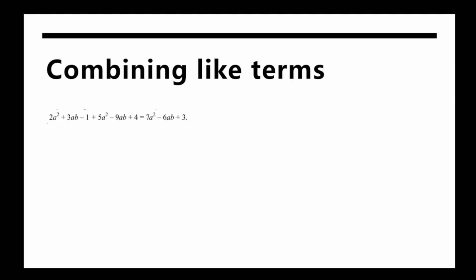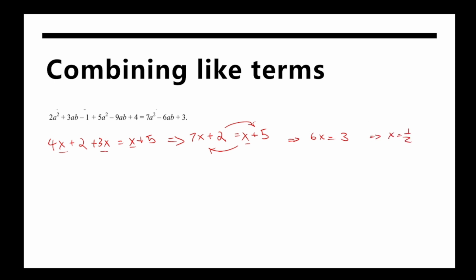Now moving on to combining like terms. In expressions, you could see something like 4x plus 2 plus 3x equals x plus 5. You cannot solve this directly because of the x on both sides. In order to solve this, you have to group all the like terms on one side, which we can do by first adding the x's on one side. 7x plus 2 equals x plus 5. Then move the x to this side and move the 2 to this side. That gives us 6x equals 3, which means x equals a half.